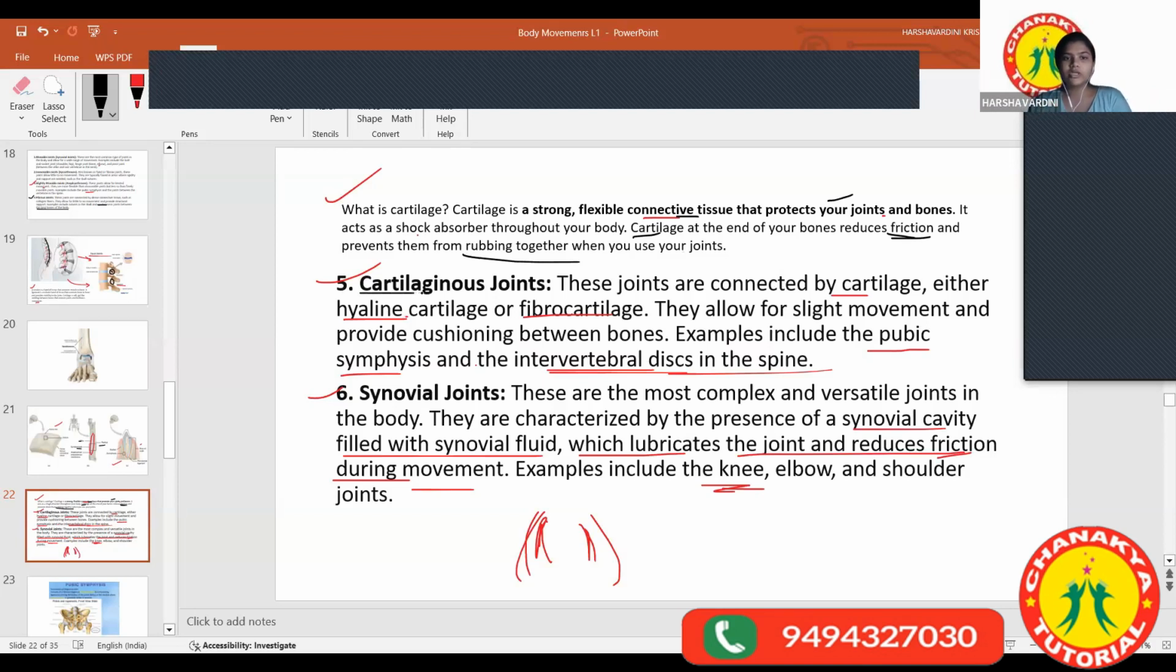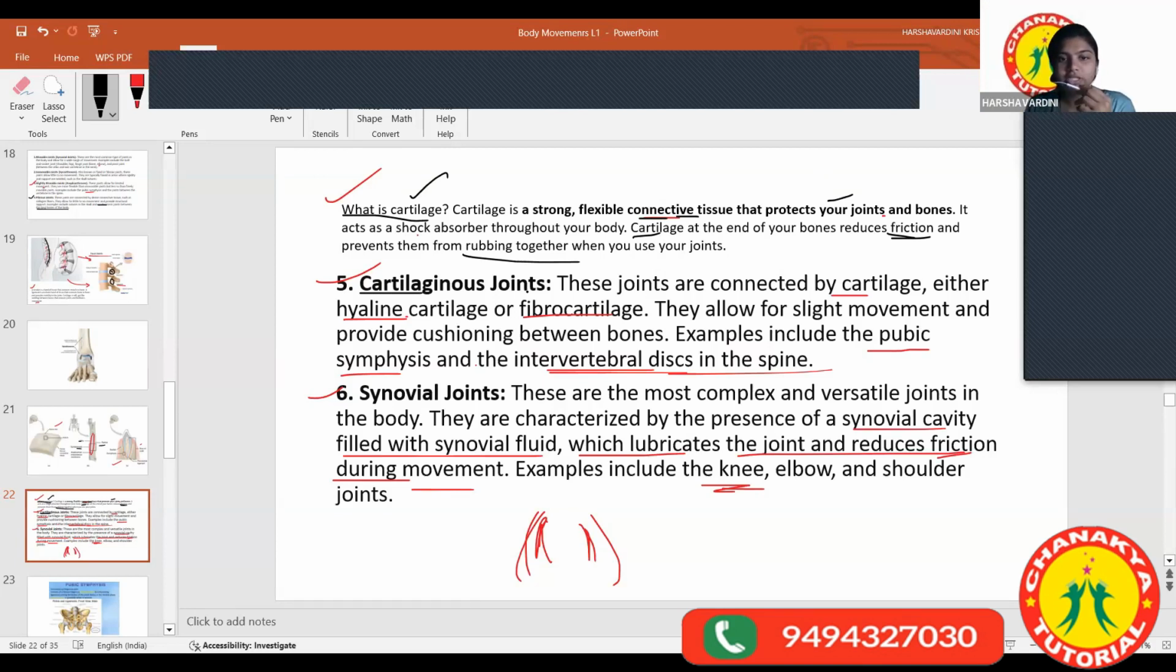Okay, now you got to know what cartilage is. Cartilage is basically a tissue only. The name of the tissue is cartilage. It's a flexible tissue. Basically, it should be a flexible tissue, obviously.